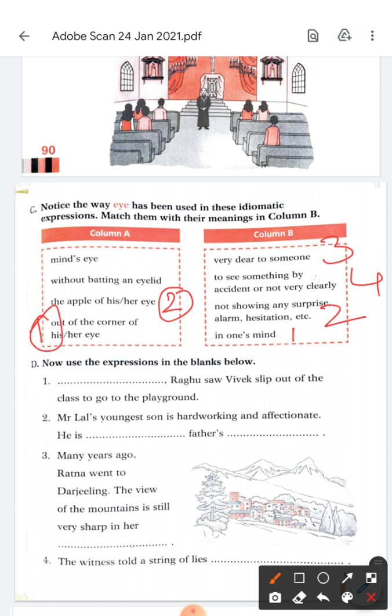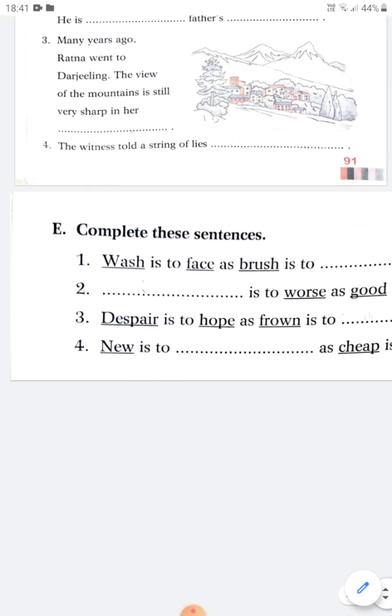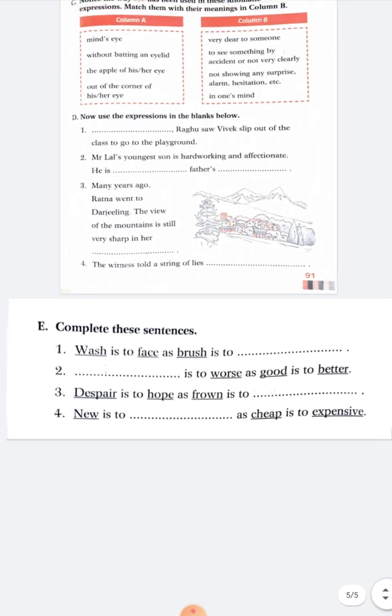Many years ago, Ratna went to Darjeeling. The view of the mountains, it's very beautiful there. It is still very sharp in her mind, how does she remember? In her mind's eye. The witness told a string of lies without any hesitation, without batting an eyelid. Clear, children? Practice them, then they'll be very clear to you always.